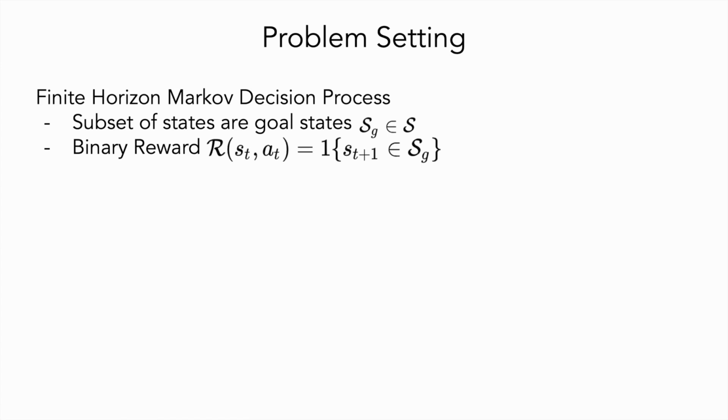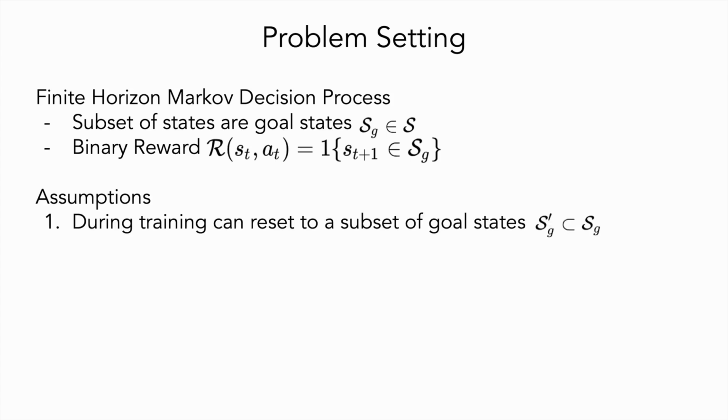We assume a finite horizon Markov decision process defined by a state space S. There are a subset of states which are goal states SG, and the reward is defined as 1 when transitioning into a goal state and 0 otherwise. We make 3 specific assumptions in this work. First, that during training we can reset to some subset of goal states SG prime. These goal states are disjoint from the ones seen during testing, and no information is provided about how to reach these goals. For example, in the case of the jigsaw puzzle, this simply amounts to being able to provide a robot with a completed puzzle.